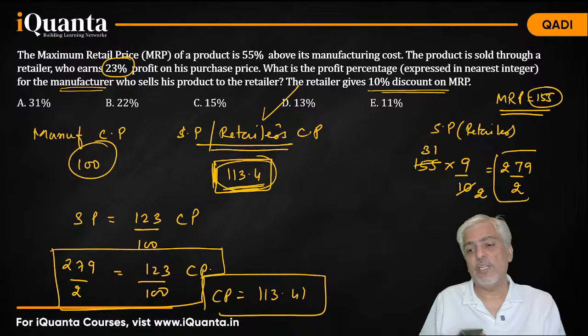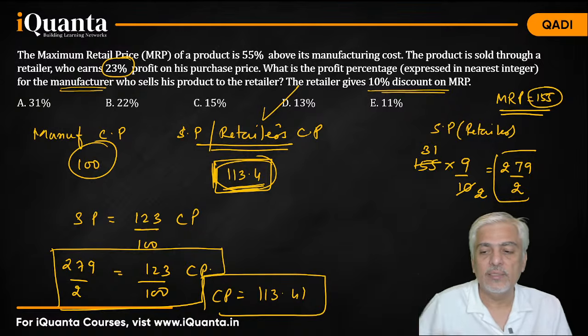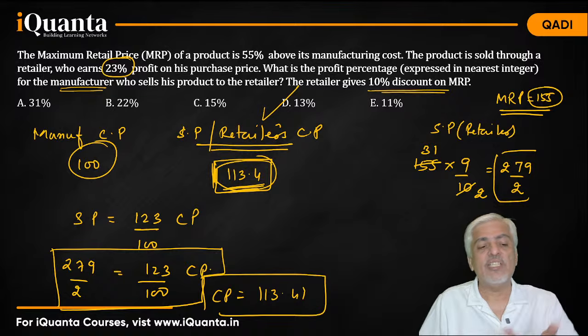So this was very similar to that CAT question. In that, everything was cancelling out; in this, it is not cancelling, because of which the calculations are not very straightforward.